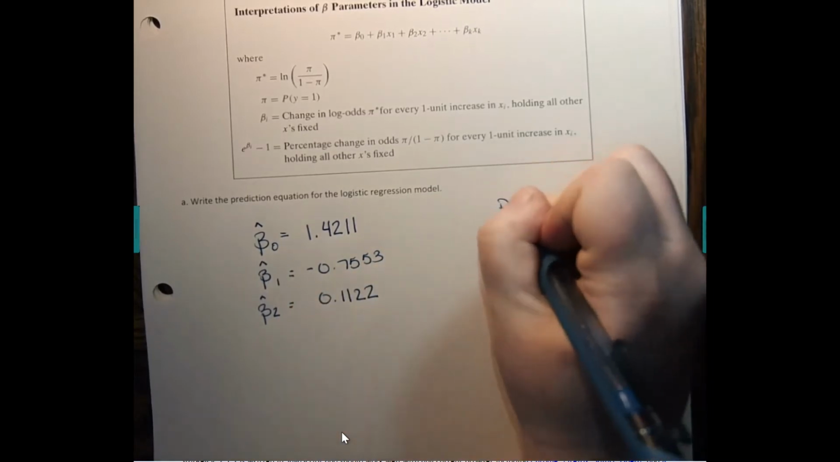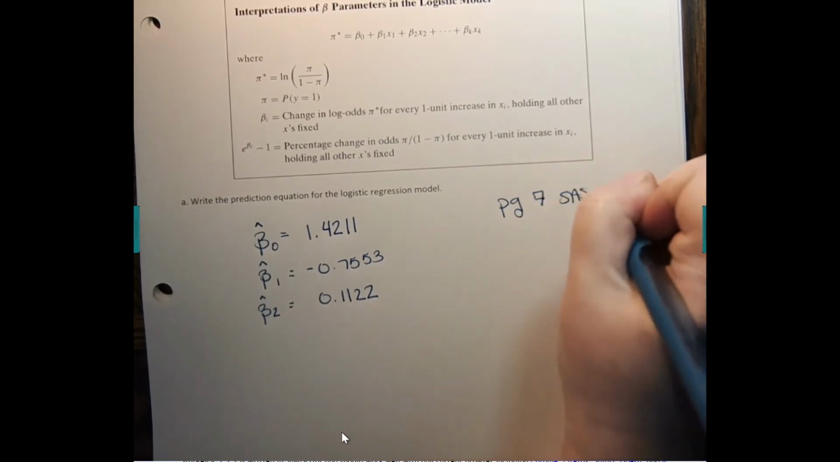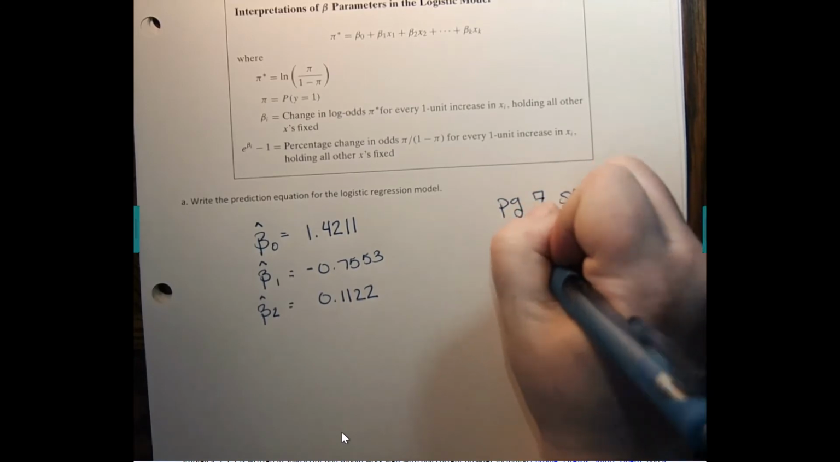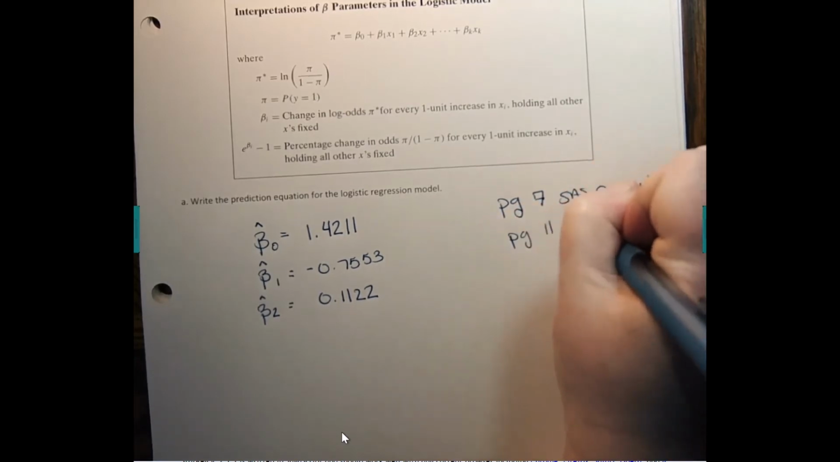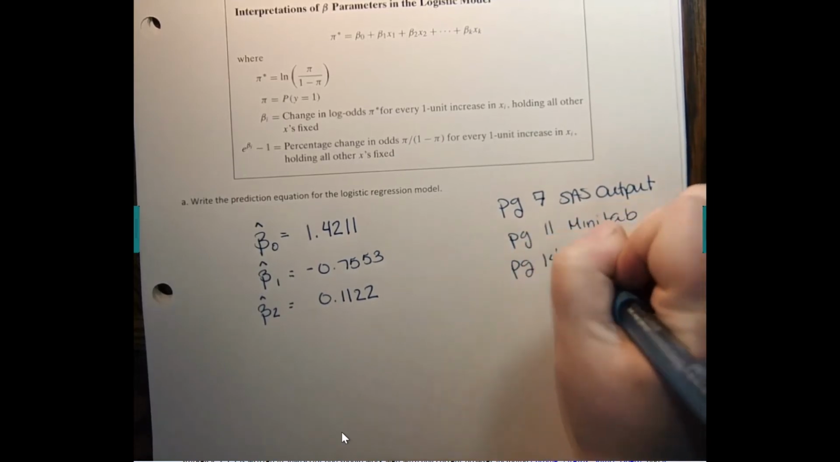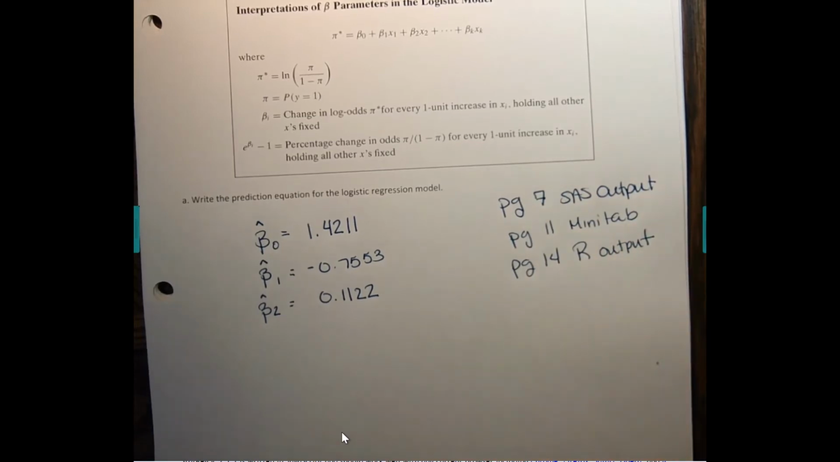All right. These are going to be located on page 7 is where we're going to find the SAS output. They're going to be located on page 11 for the Minitab. And they're going to be located on page 14 for the R. So let's look at each of those different pages and see where this output is.